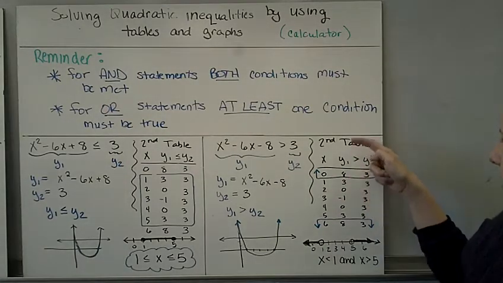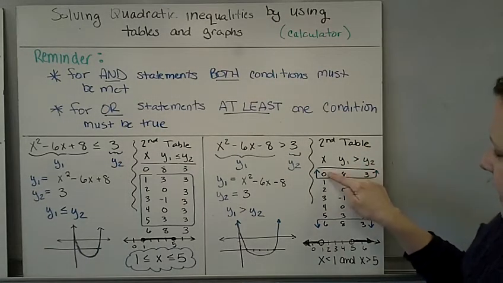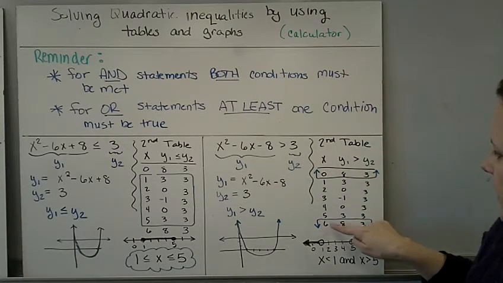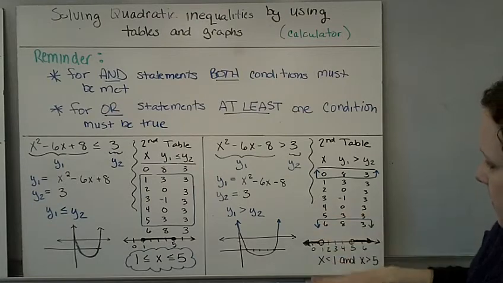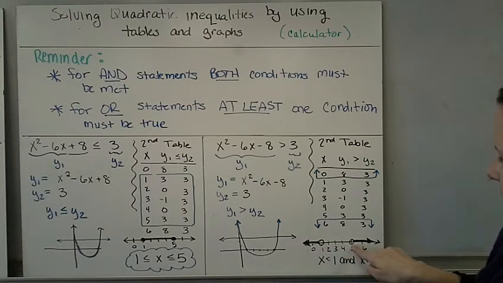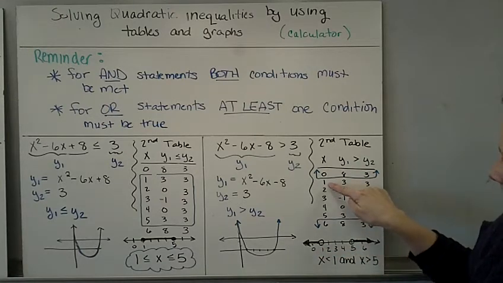Here is why y1 is greater than y2, where x equals 0 and smaller. Greater than where x equals 6 and bigger. But interestingly enough, I did not put my dot at the 0. I did not put my dot at the 6.